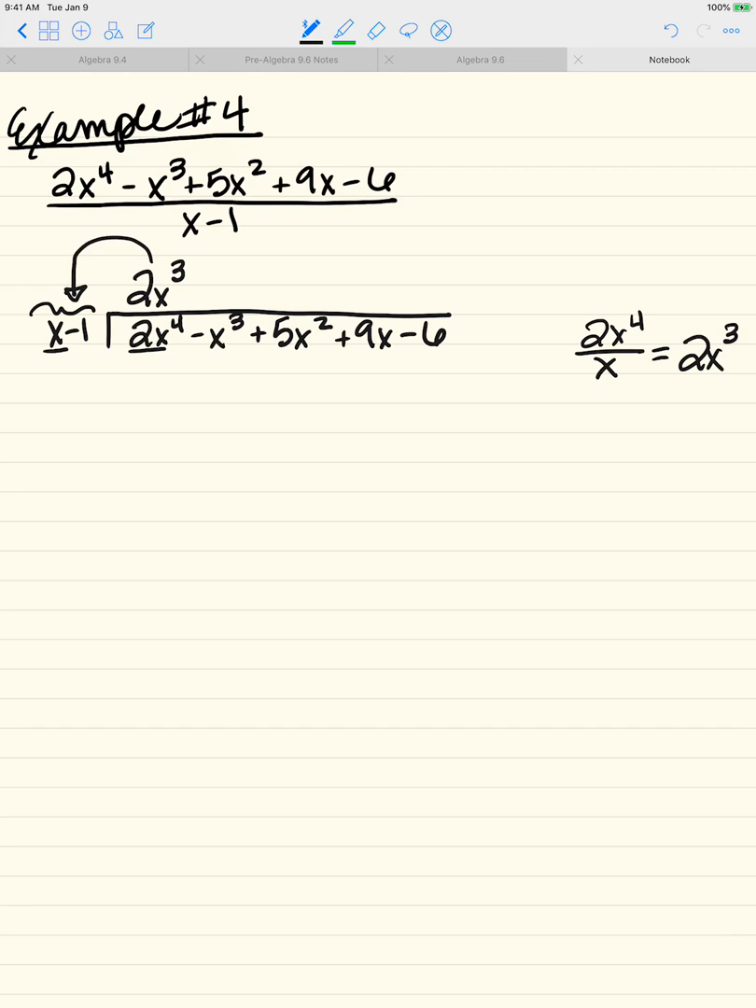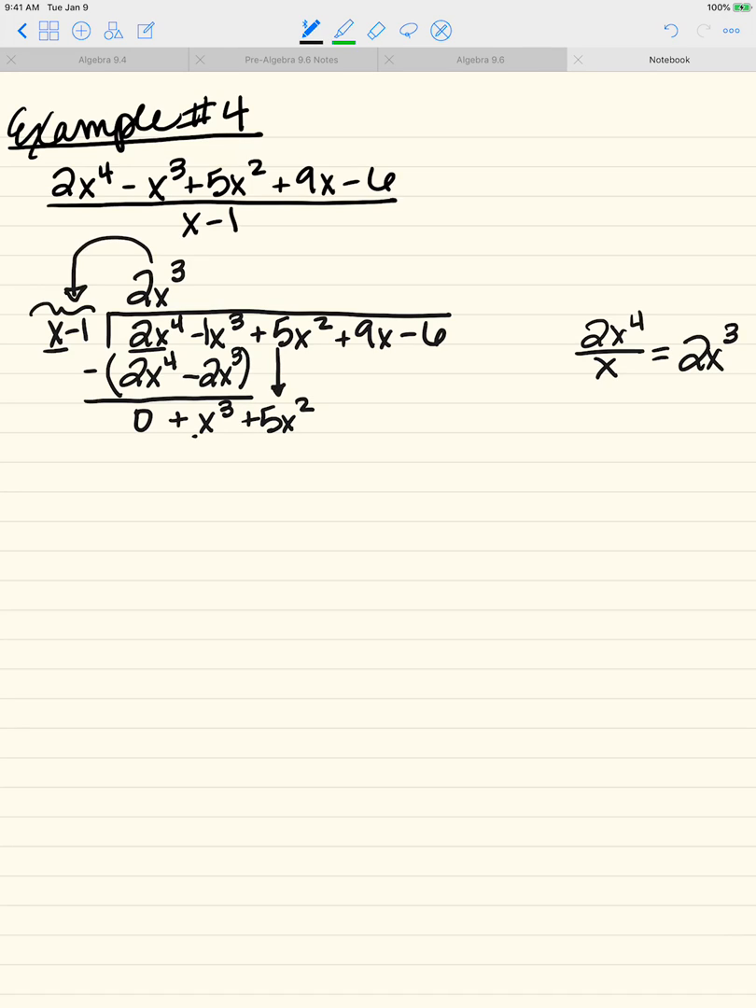Okay, 2x cubed times x is 2x to the 4th. 2x cubed times negative 1 is negative 2x cubed. And you're going to subtract that whole thing. Okay, 2x to the 4th minus 2x to the 4th is 0. Negative x cubed, remember there's a 1 there, so negative 1x cubed minus a minus 2x cubed. So that's going to be negative 1x cubed plus 2x cubed. Okay, that is going to give us a positive x cubed. Bring down your next term, 5x squared.